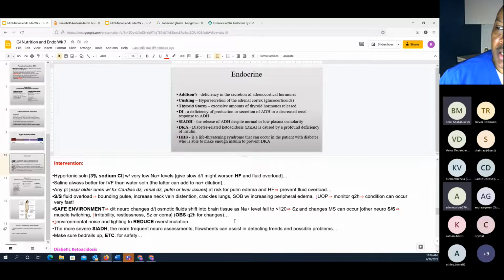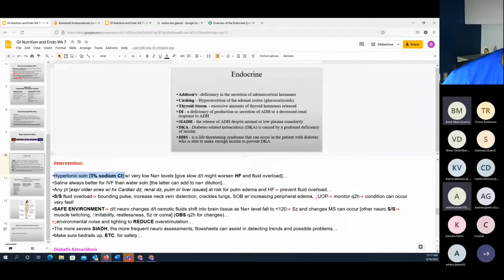Another thing to keep in mind with SIADH is this particular fluid right here. 3%, not 0.3%, but 3% saline. This is a very hypertonic solution. They usually give this when patients' sodium level falls less than 120. All right, when your sodium level falls less than 120, seizures, mental status change, restlessness, coma. I mean, it is a medical emergency at that point. So that's why repleting or giving them more sodium is paramount.